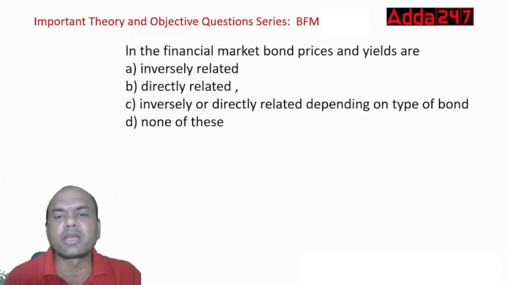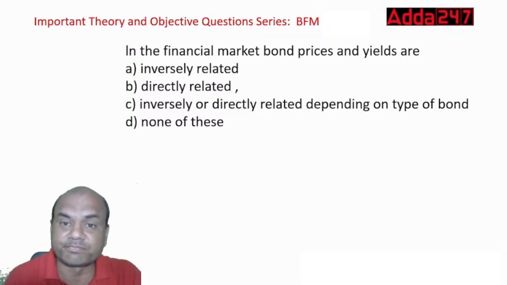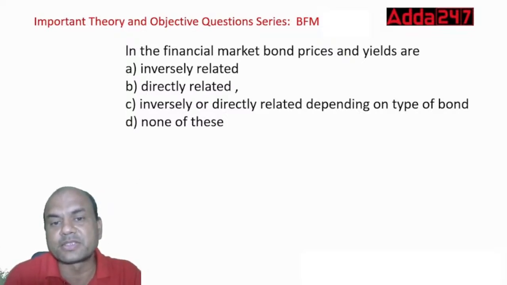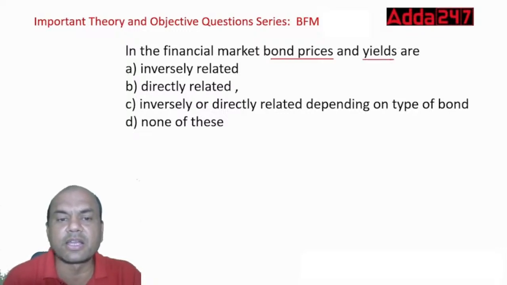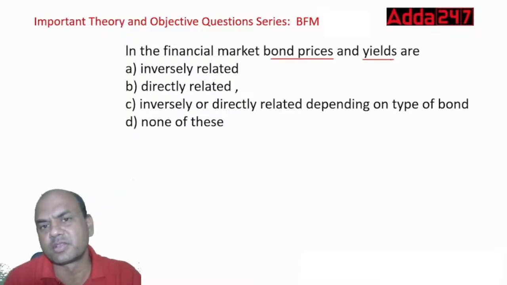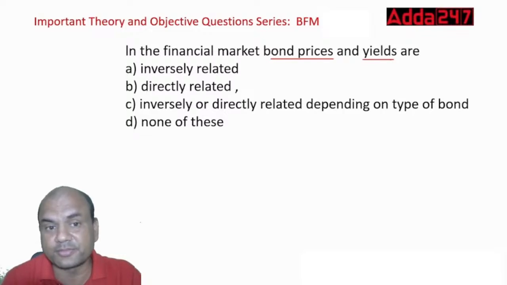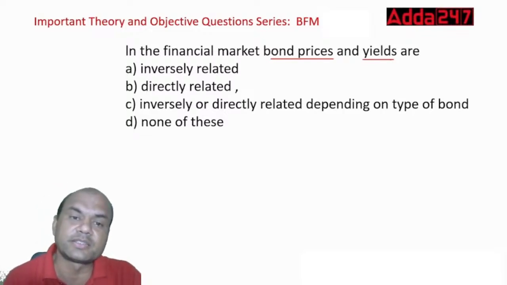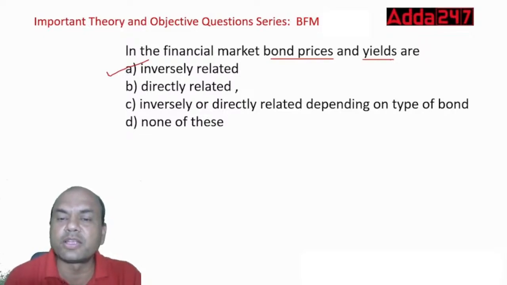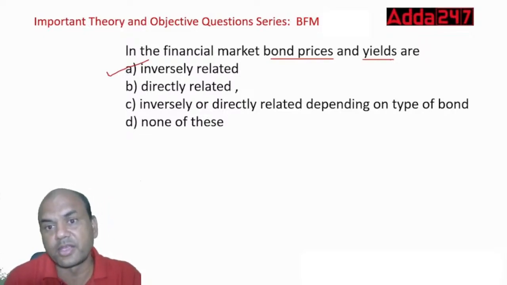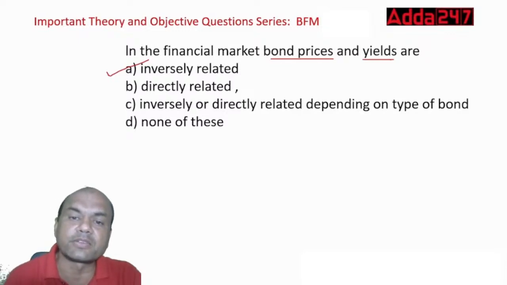In financial markets, bond prices and yields are inversely related, directly related, inversely or directly depending on the type of the bond, or none of these. Give me the answer. What is the answer? Bond prices and yields are inversely related, right? If the yields go up, what is yield? Yield means asking rate. If the asking rate of any bond goes up, the price of that bond will go down.